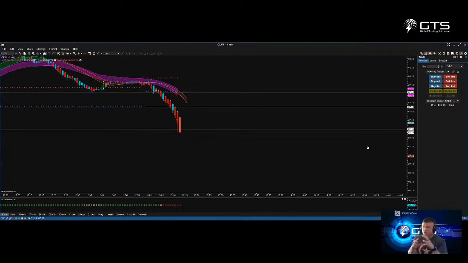The reason I switch over to the 1 minute is because I want to see how committed this thing is to passing through that zone right there. Because remember, this is one of those areas that's a sticking point, big time. Let's see here.